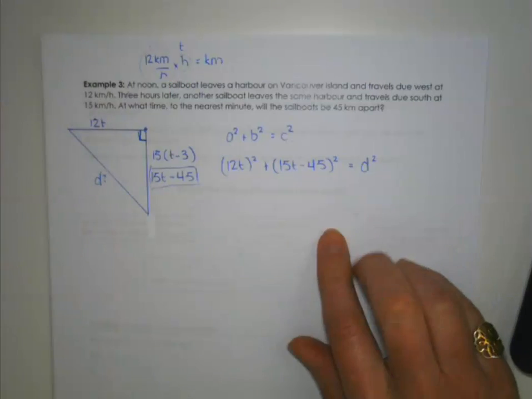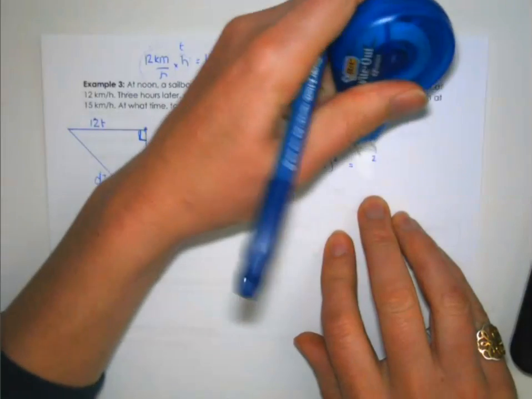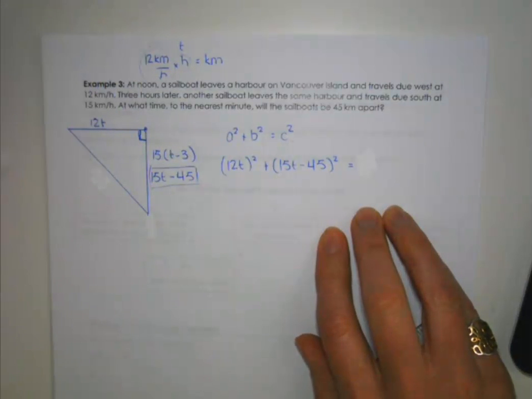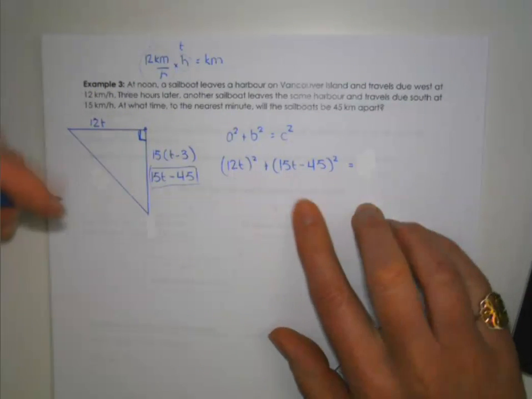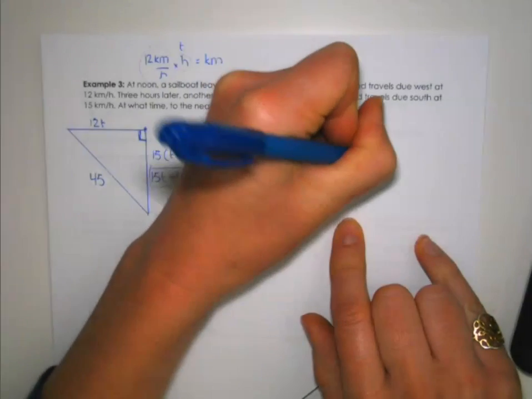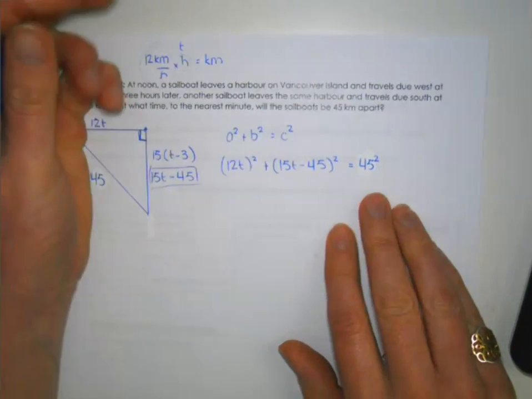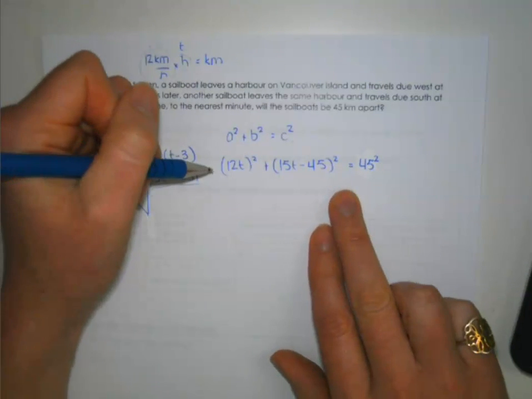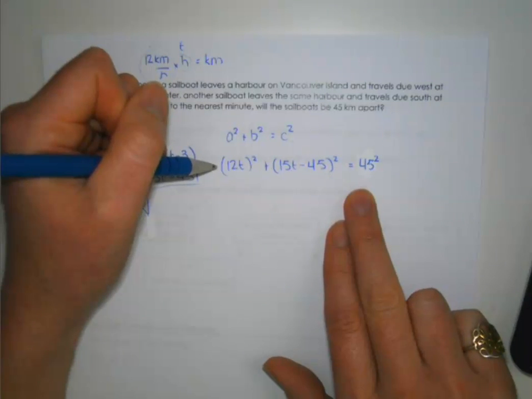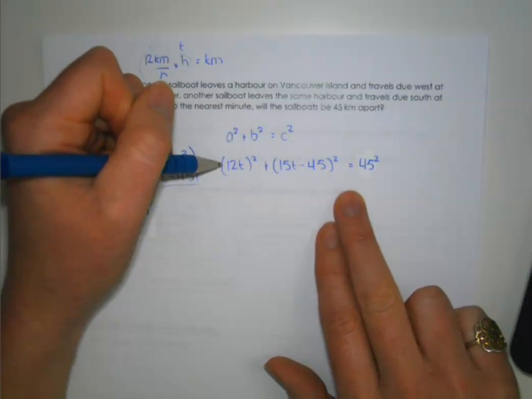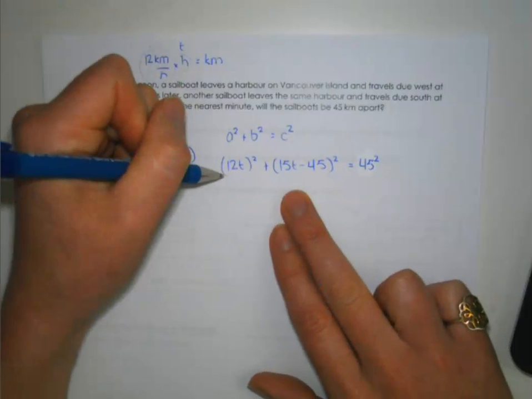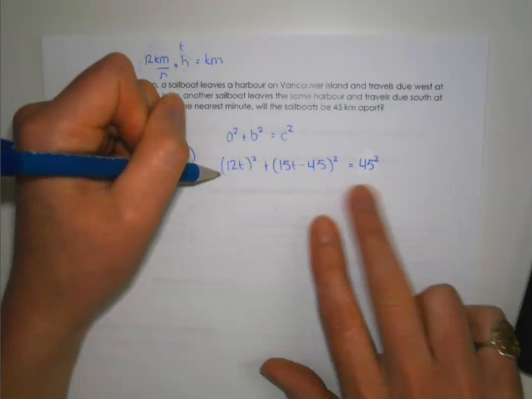Oh, shoot, but we actually have a value there. We want to know when they'll be 45 kilometers apart, so we're not wondering what the distance is. We want these two to be equal to 45. Sorry about that, guys. So 45 squared. Now, technically you could put this in as two separate graphs, but that's starting to get a little bit weird, so let's work to simplify this a little bit.